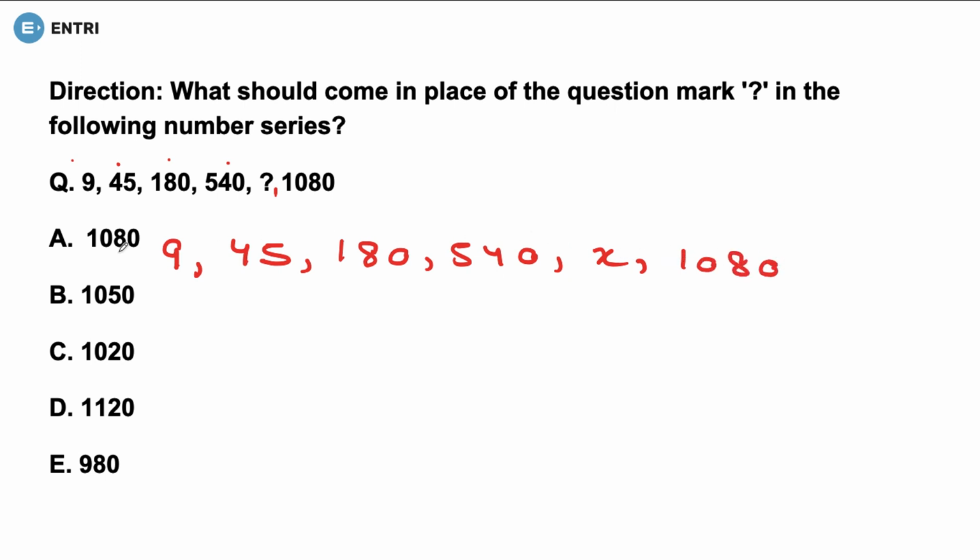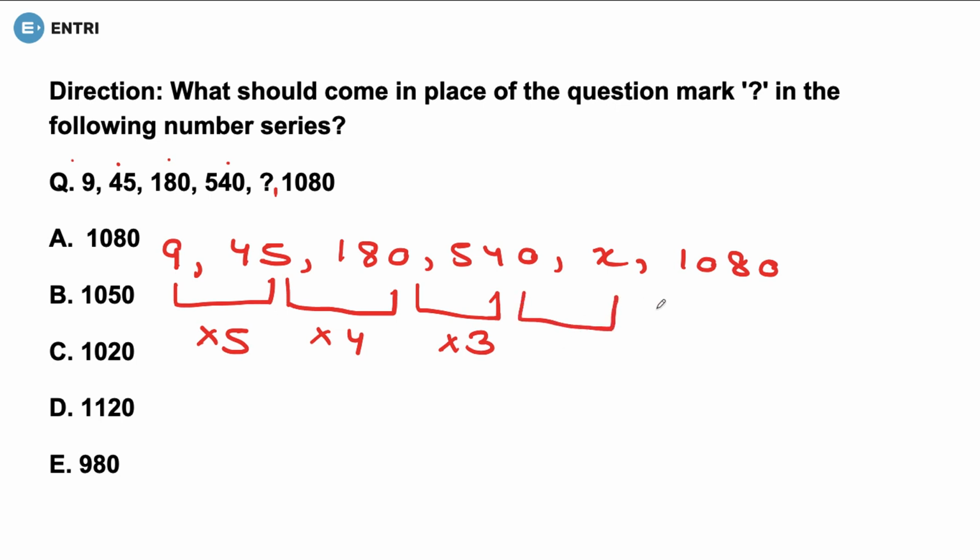Now, is there any addition or subtraction sequence going on? Is there any multiplication or division concept going on? I am able to see that a multiplication concept can come. It's possible. So 9 fives are 45. Now, if I talk about 45 and 180, 45 cross 4 gives me 180. 180 cross 3 gives me 540. Here X is coming, so I am unable to tell you what can come.